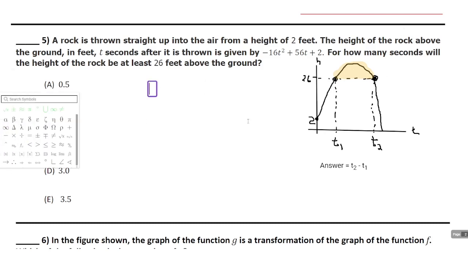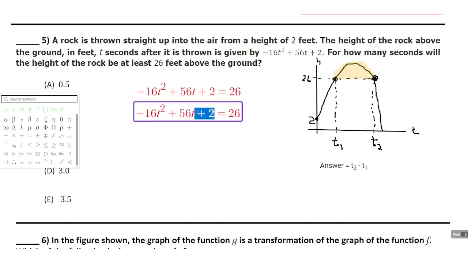So we want to know at what time is the rock 26 feet off the ground. So we'll set that height equation to be equal to 26. And we're going to solve this. I'm going to start by subtracting 26 from both sides. And 2 minus 26 is going to be negative 24. And now we're going to set this, well, I guess we already did. We set it equal to 0, and now we have a choice.